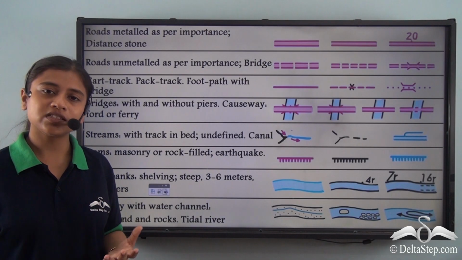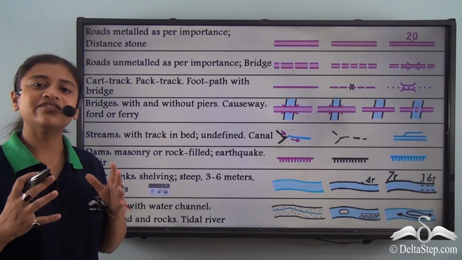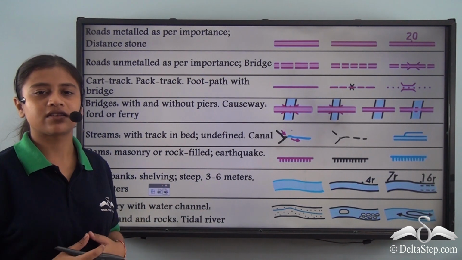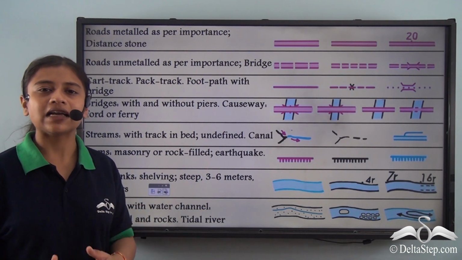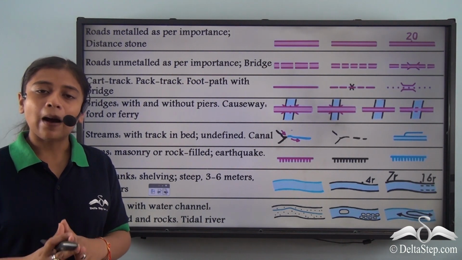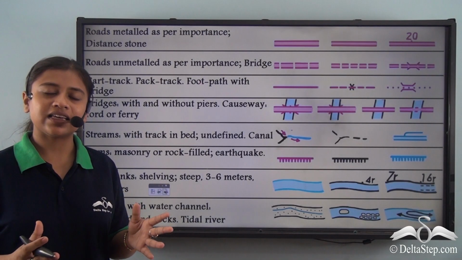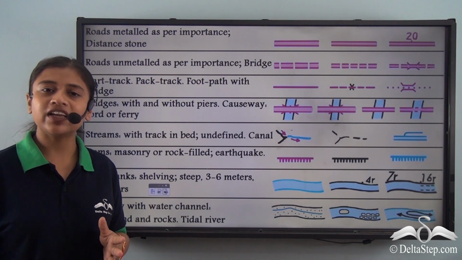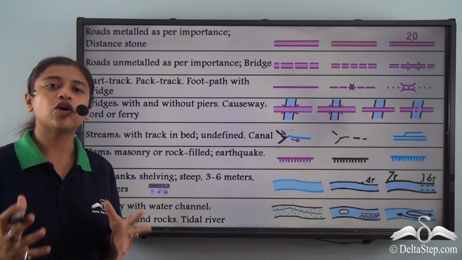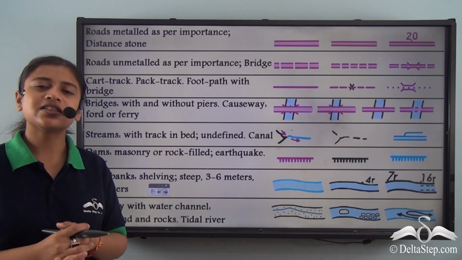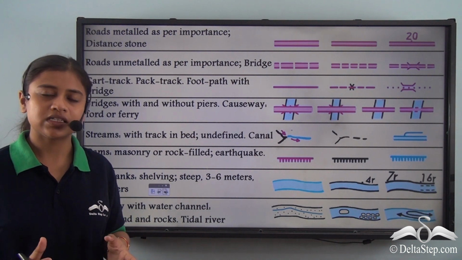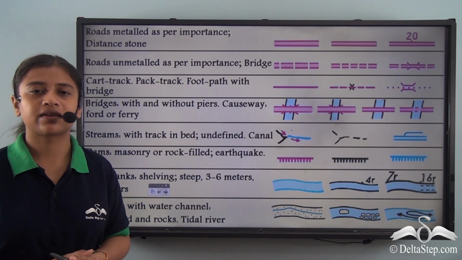This becomes possible with the list of conventional signs and symbols. Now these conventional signs and symbols are not one but many, which makes it easier and more convenient to read any topographical map. Let us look at some of the most important conventional signs and symbols.